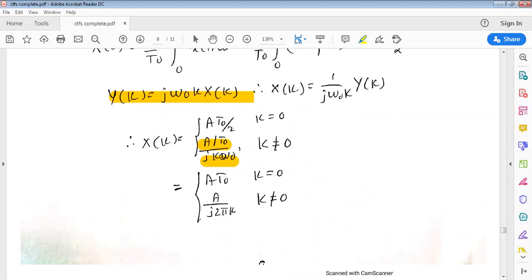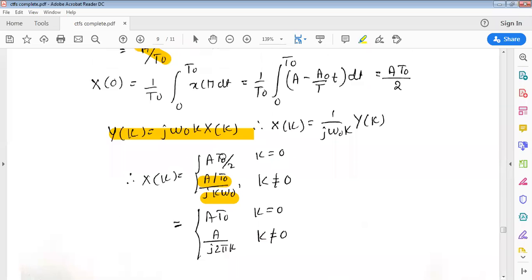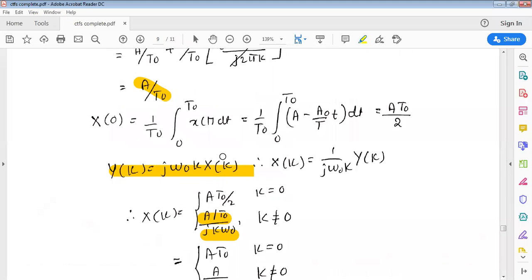Okay. So, any doubt in this problem? Any doubt here? Shall I proceed further?